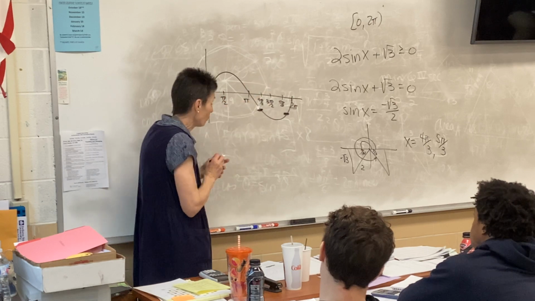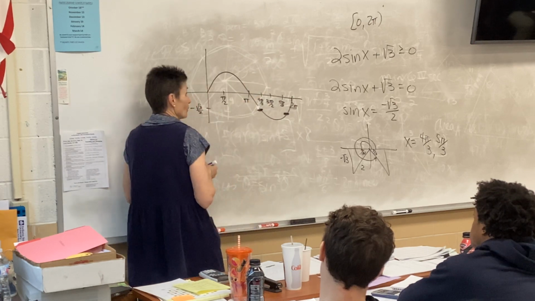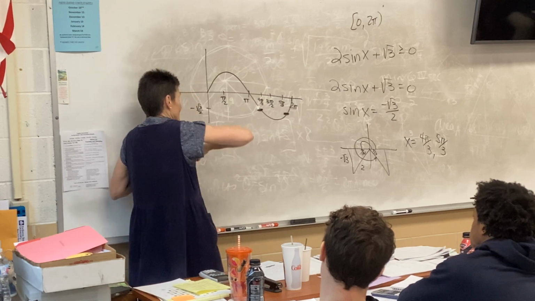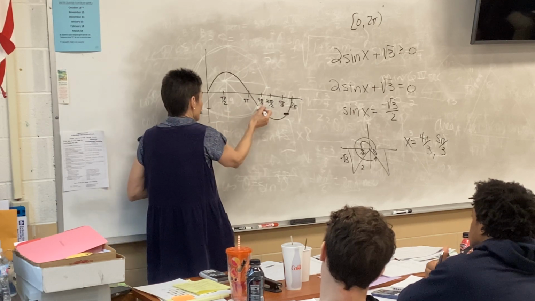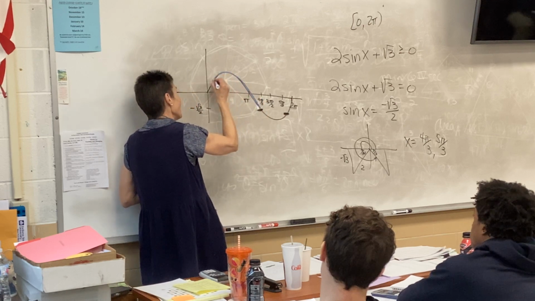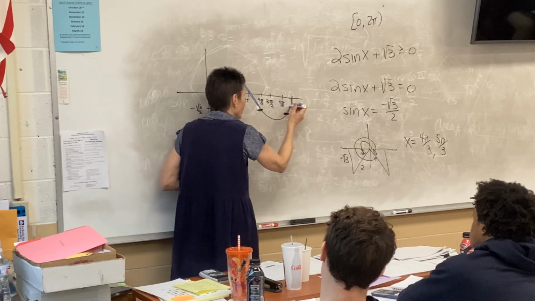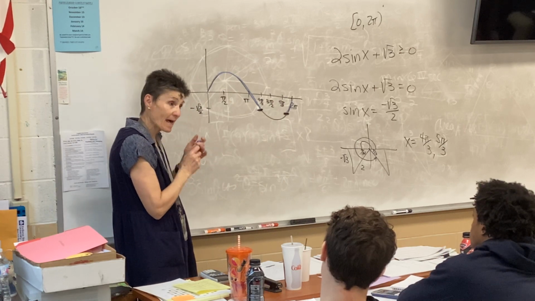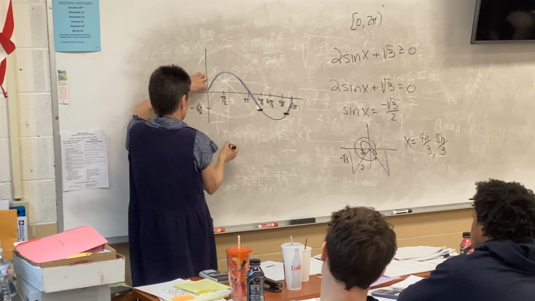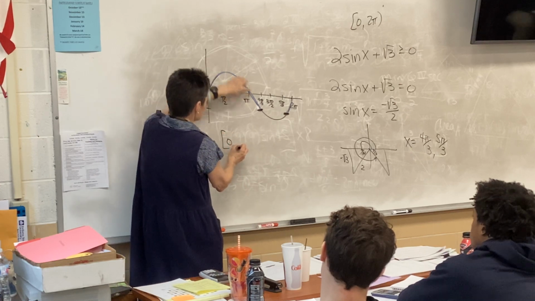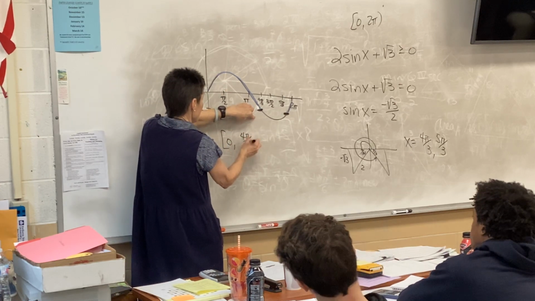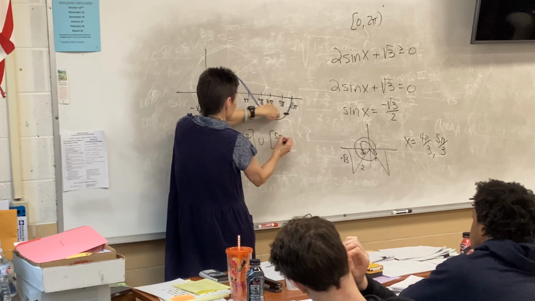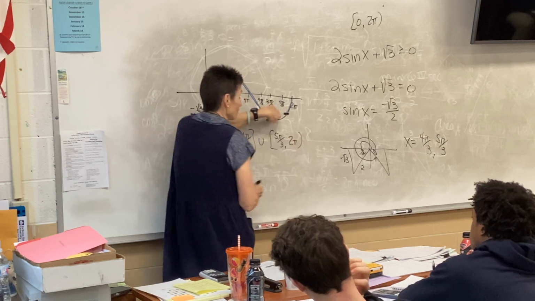I want to know where it's more than that though. So where is the sine more than that? All of that and all of that. So what angles is that? 0 to 4 pi over 3, or 5 pi over 3 to 2 pi.